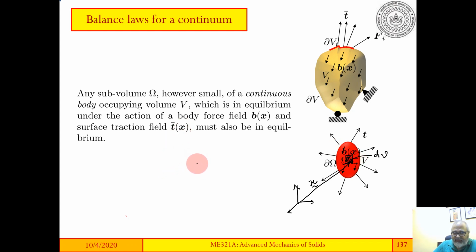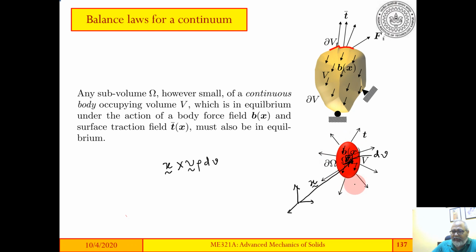So the mass of this is rho dV. This is the mass. The momentum of this is v times rho dV, and the angular momentum about the origin is x cross v rho dV. This is the angular momentum of this small volume.